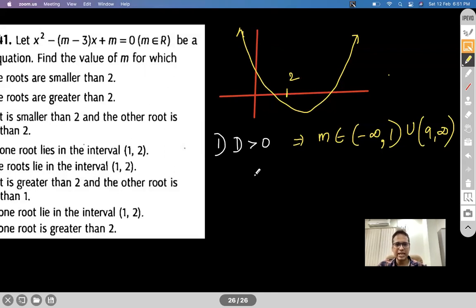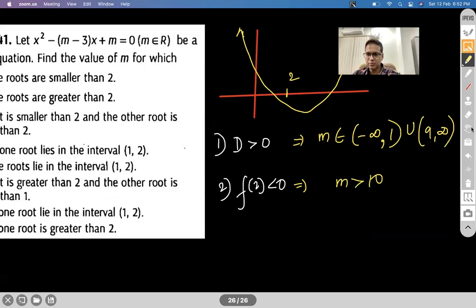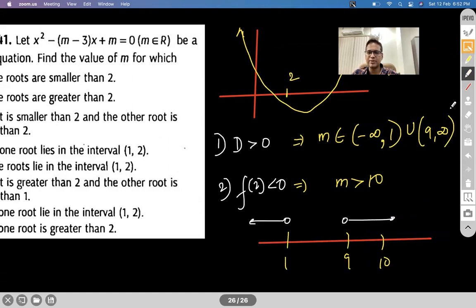Second condition is F of two should be negative. Now this will give you M greater than 10, if I'm not mistaken. Correct. Let's take an overlap of the two scenario, 1, 9, 10. The first fellow says, I want to be less than 1, greater than 9. Second fellow says, I want to be greater than 10. Yes or no?